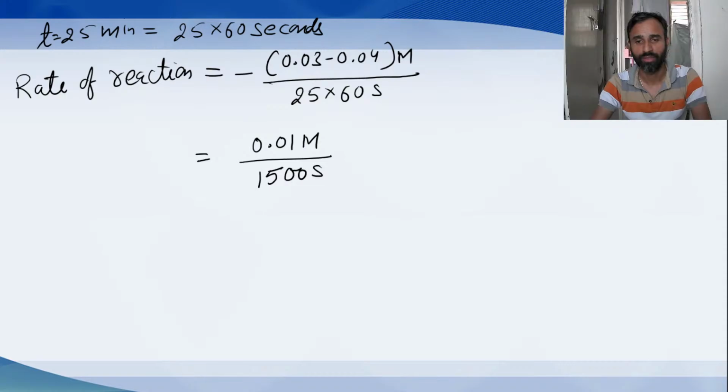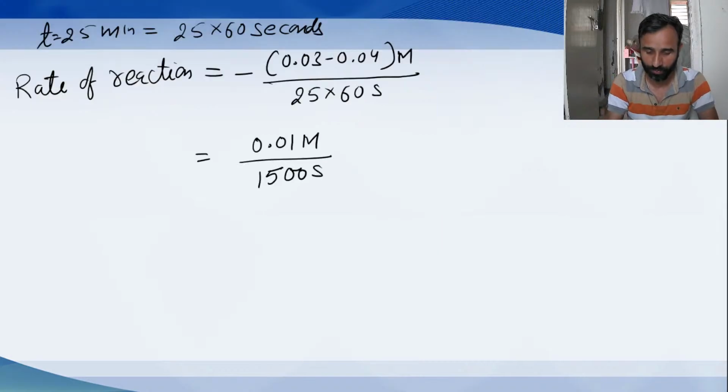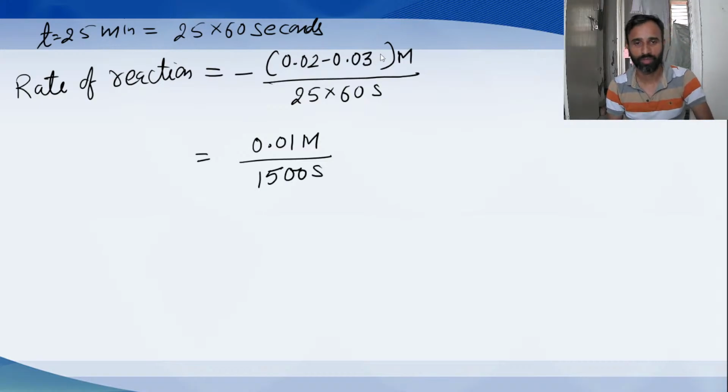Sorry, it is 0.02. Okay, final is 0.02 and initial is 0.03. Okay, sorry. It is 0.02 minus 0.03. Thank you.